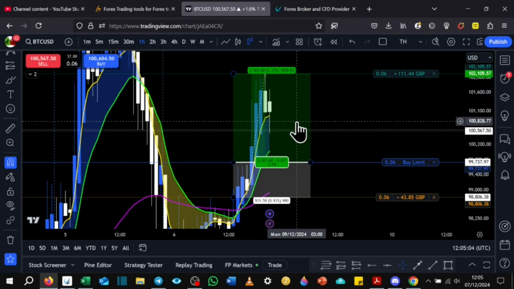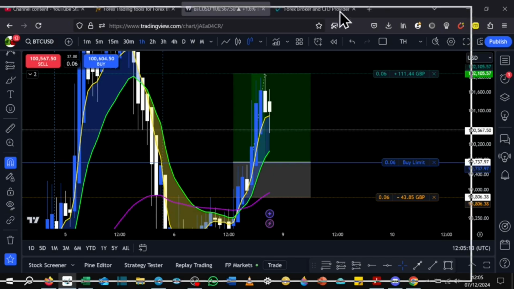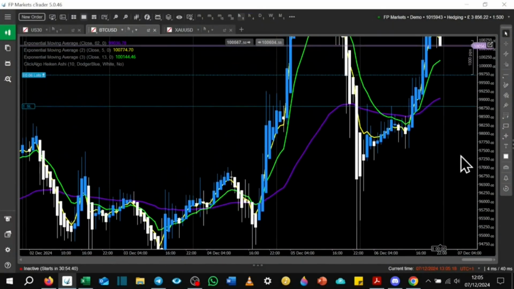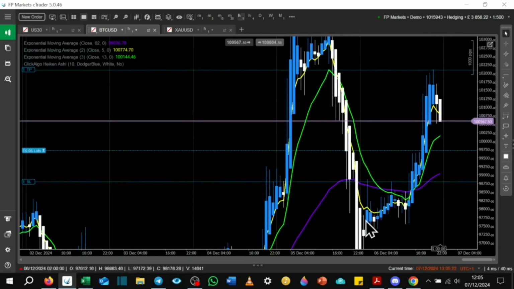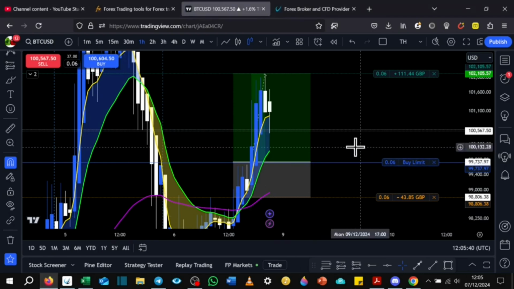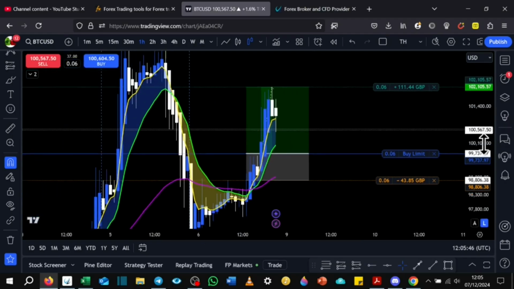Then this is actually placed in CTrader. Let me show you my CTrader actually. Let's bring this down here. Okay, so that exact trade that I've placed is now showing in CTrader. So this is what it looks like. We've placed the 0.06 buy limit there. We've got a stop loss set there. And then we've got our take profit set there. So it's all perfect. It's all ready to rock and roll. So that is how you set a buy limit using risk management.